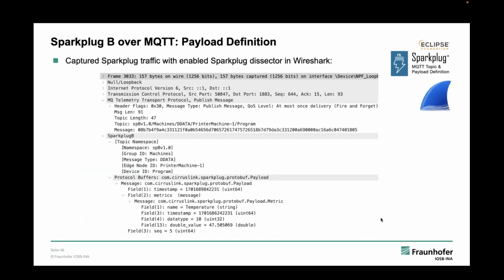If we look at the same Ethernet frame captured in Wireshark that we saw before, with the Sparkplug dissector enabled in our Wireshark, then we can see that we can now decode the Sparkplug payload. And we, for instance, see down in this picture the protocol buffers with the different fields like a timestamp and metrics that we can now decode.